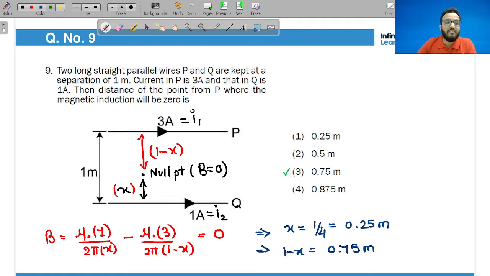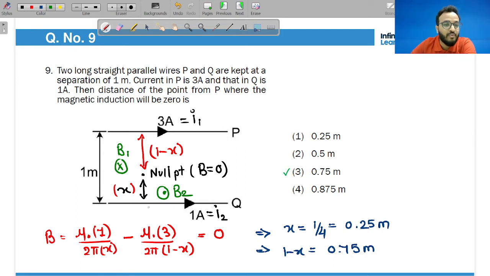Because of I1, the magnetic field B1 will be into the plane, using the right hand rule. Can you see the thumb is going like this? So the curl is like this, so into the plane, right? And because of I2, definitely it is outside, because the thumb is along the current. At the upper portion of the wire, the current is coming out. So B1 minus B2 should be equal to 0. Put the values and get your answer.